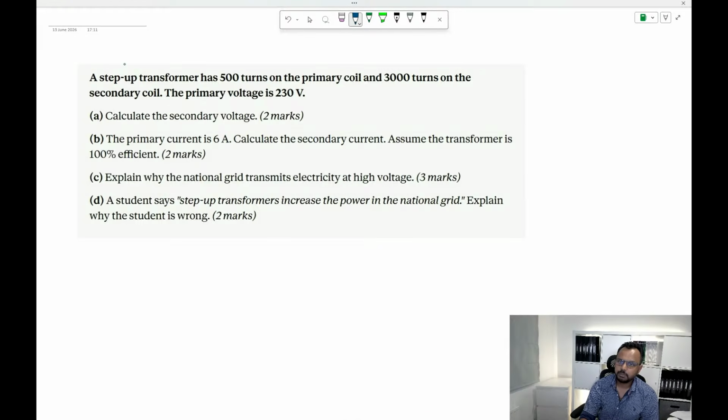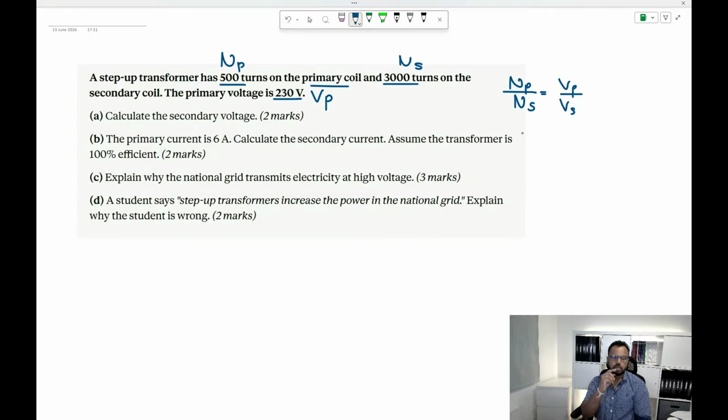A step up transformer has 500 turns in the primary coil, so I know this is in primary, and 3000 turns in the secondary coil, in secondary. The primary voltage V primary is 230 volts. Calculate the secondary voltage. So what's the formula? N primary divided by N secondary is V primary over V secondary. N primary is 500.